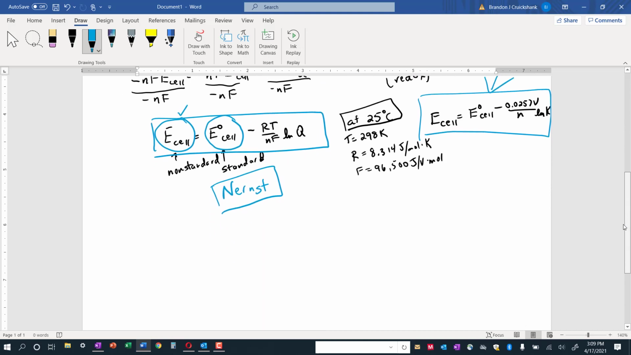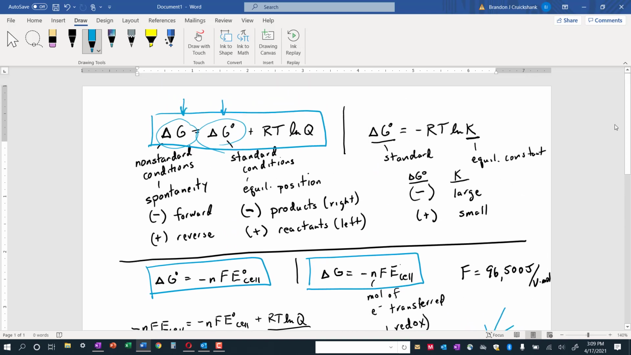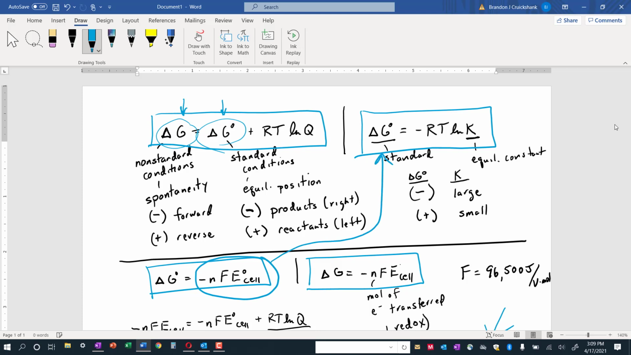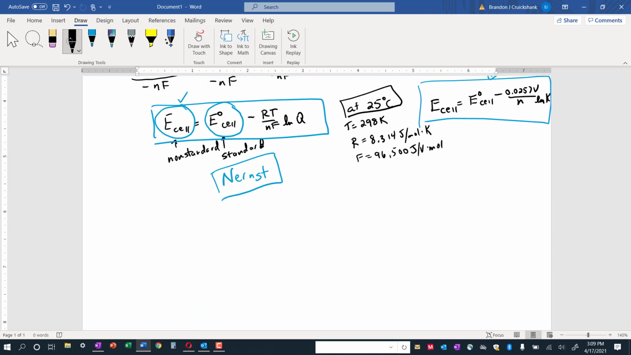All right, and the last thing, let's see where we're going to go. What equations are we going to go to? Oh, let's go back up to the top. So there's our standard state delta G, or standard conditions delta G, and its relation to the equilibrium constant. Well, we can do the same thing with that one. We can take the cell potential, plug that in, see what we come up with. So let's do that. I'll rewrite the equations down here toward the bottom so we don't have to keep scrolling back and forth.